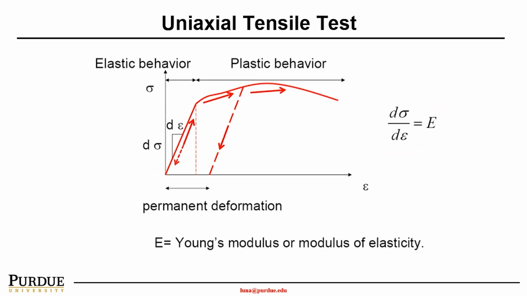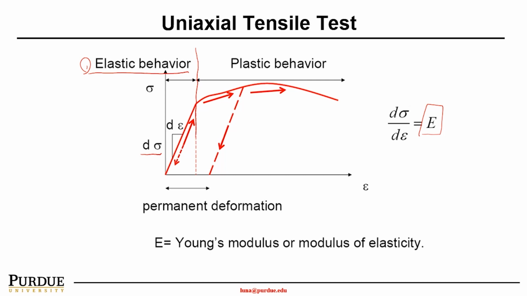For most materials, we expect the stress-strain curve to look like this, which includes two material behaviors. First, we call it elastic behavior, which is shown on the left. As you can see, an increase of the stress induces a linearly increased strain. And that relationship, d sigma over d epsilon, is equal to the modulus of elasticity, or Young's modulus.